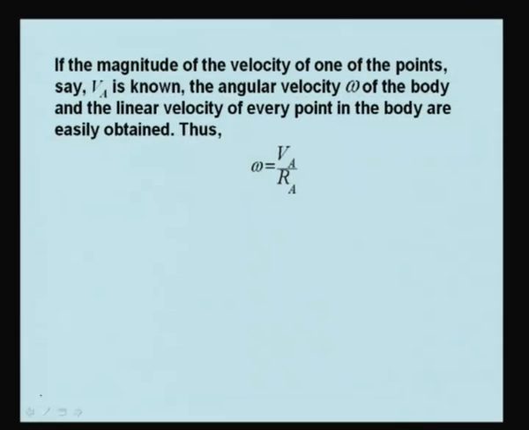Now, if the magnitude of the velocity of one of the points, say VA, is known, the angular velocity omega of the body and the linear velocity of every point on the body are easily obtained, because omega will be equal to VA by RA. Once you have found the angular velocity, after that it is very easy to find the velocity of any other points.